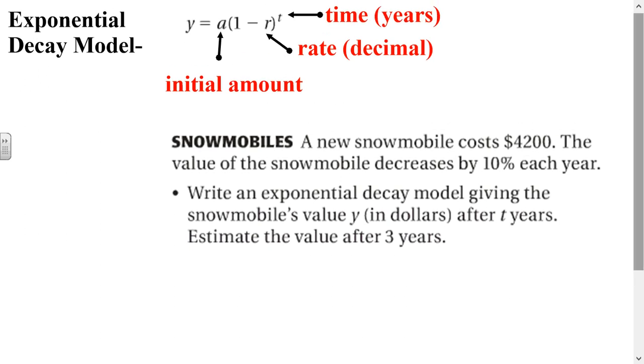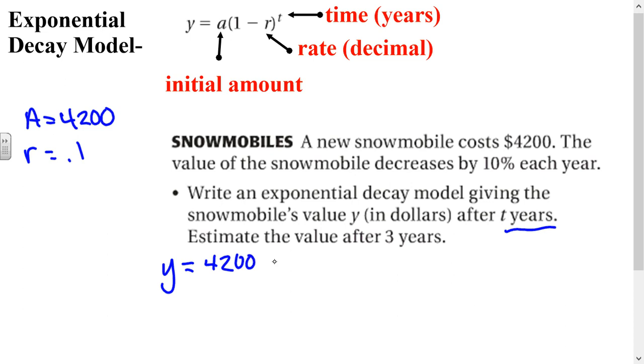So first we're just going to plug in our numbers. So basically we know that a, the initial amount, is $4,200. We also know that the rate is 10%, which would be 0.1 as a decimal, or you can put 0.10. And then we don't know what t is because it says after t years. So if we write our equation, it would be y equals 4,200 for a times 1 minus 0.1 for r to the t power.